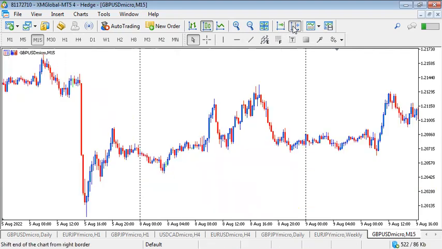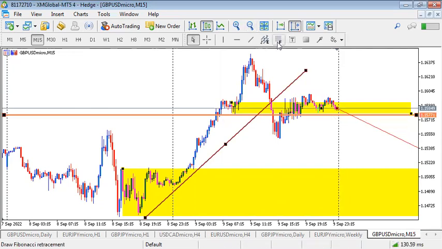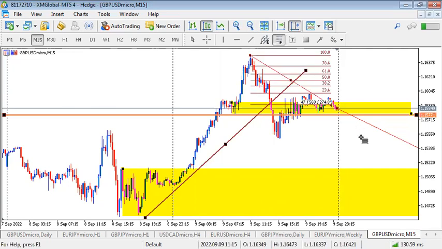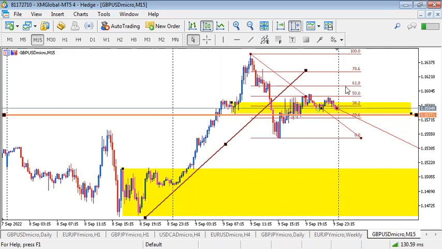So what we'll see on the 15 minutes is a break of this structure. If we use our trend line, you can see that price has broken the trend line, price has broken the neckline, and then if we pull out our fib tool, yes, we'll see that the 61.8 aligns with this, the last bullish candle before the move down. This other block aligns perfectly with the 61.8 level.